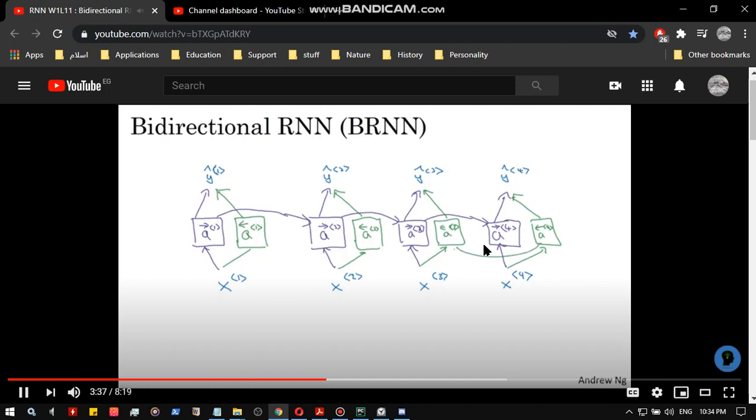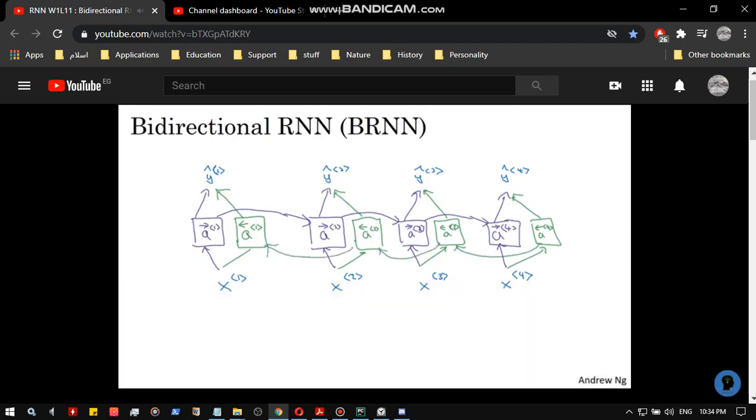will be وهنكمل. connected to each other going backward in time.